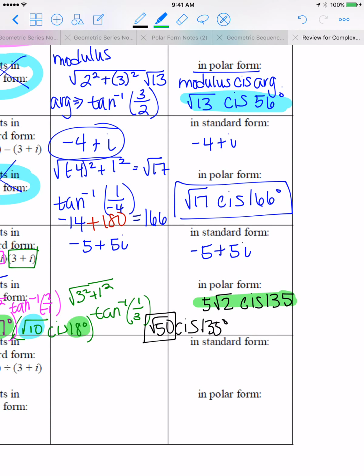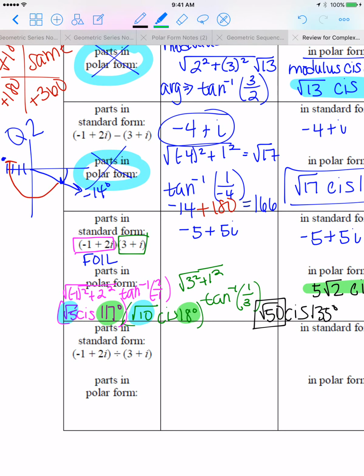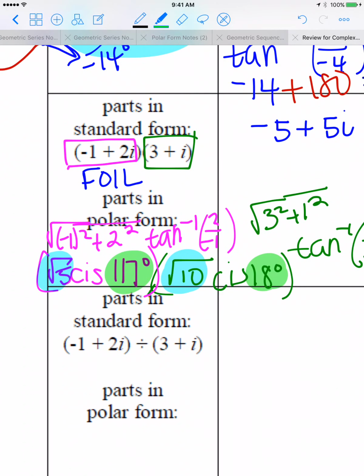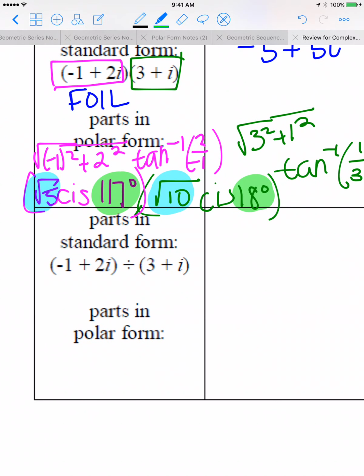I just wanted to show you how you can do that, because a lot of times, and you might see this on your quiz on Thursday, you're given these two polar forms and then you have to simplify them. So you have to realize that you take your two moduli and multiply them together, and then you add your two degrees together. And then you're done.